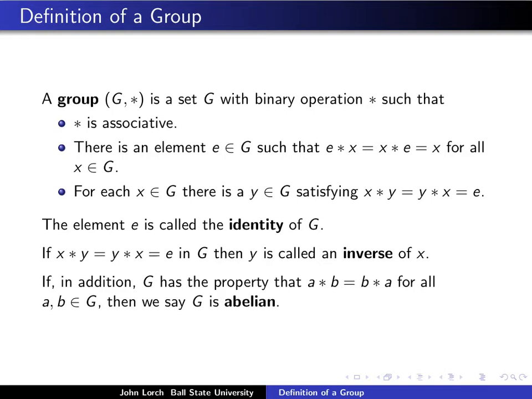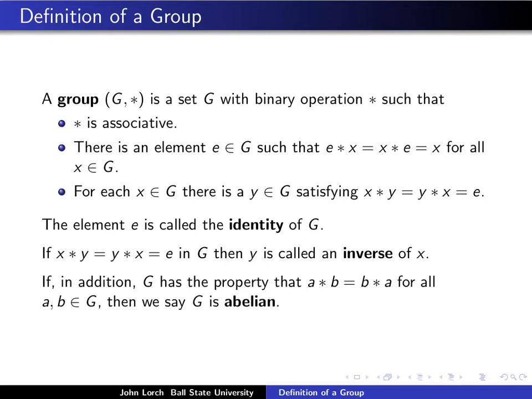So a group, (G, star), is a set G together with a binary operation star, possessing three properties. The first property is that we require the operation to be associative, which, as you'll recall, means that regrouping does not affect the outcome of an operation.